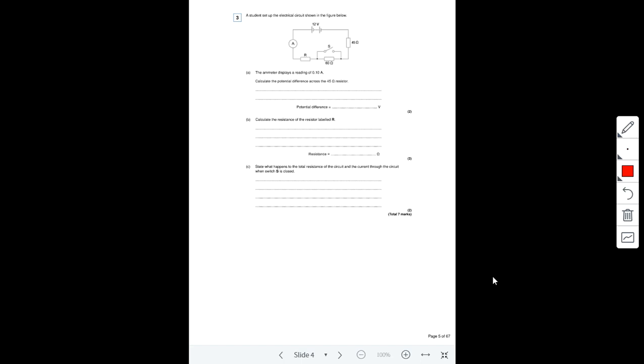I'm not quite sure how to do question B. Okay, so here it's given as: calculate the resistance of the resistor labeled R. That means you have to calculate the resistance of this one. Now you know the total potential difference, that is 4.5.